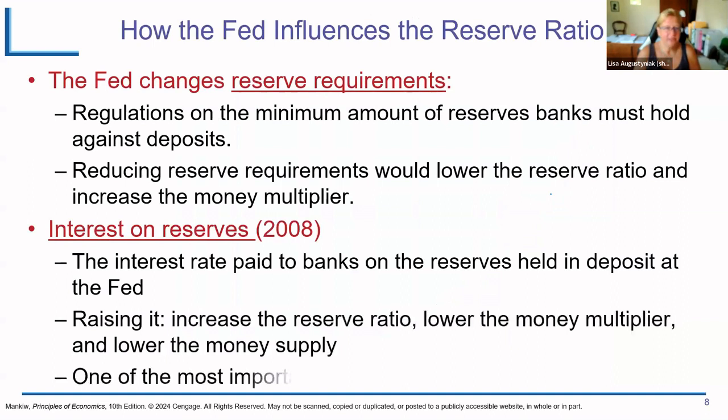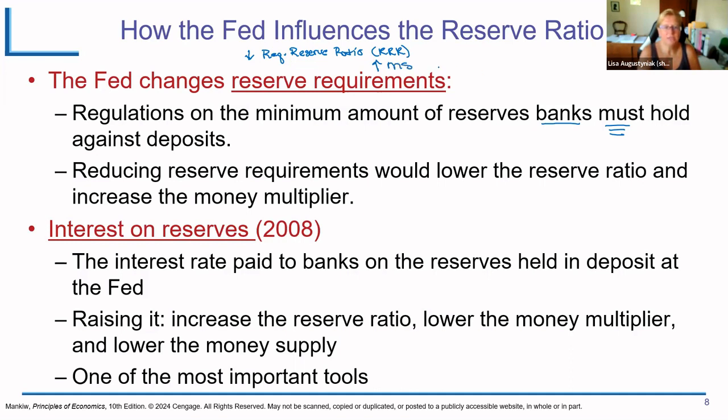The other tool that the Fed can use is the required reserve ratio. Remember, this is how much banks must, by law, hold against the deposits that they're bringing in. So if the Fed, just looking at reserve requirements, decreases the required reserve ratio, it means that banks can loan out more money. So that's going to increase the money supply.